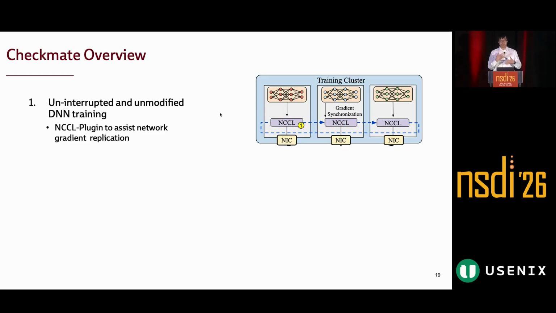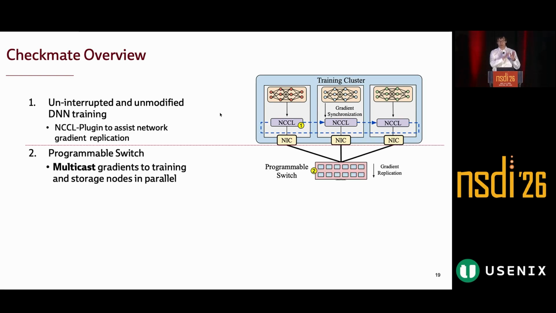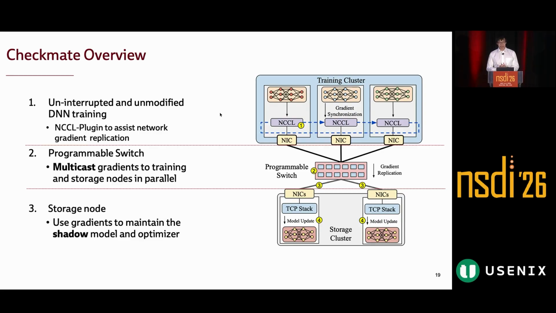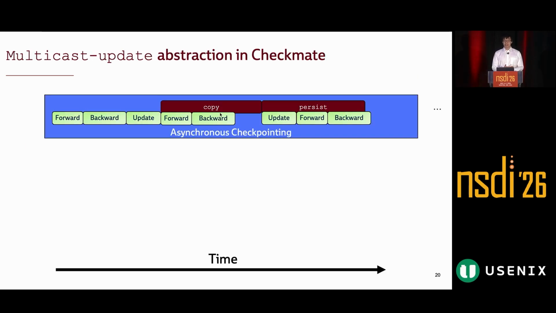During normal training, GPUs exchange gradients to keep the models in synchronization. Here in the network, instead of just forwarding gradients between the training nodes, switches replicate them to the storage node with multicasting. Our implementation here utilizes a P4 programmable switch, but any switch supporting multicasting will suffice. And lastly, on the storage end, the storage node uses these gradients to maintain the shadow model and optimizer state on the storage cluster. This serves as the checkpoint, allowing us to recover from any training node failure without progress loss. More precisely, instead of the traditional copy persist abstraction like shown above here on the slide, Checkmate uses a multicast update abstraction for checkpointing.